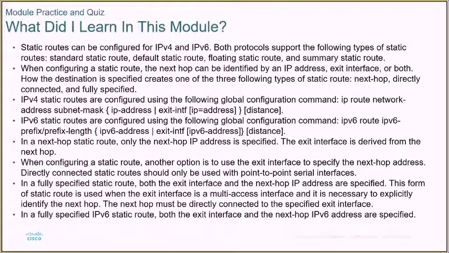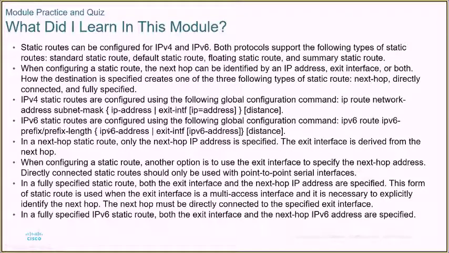But anyway, when configuring a static route, the next hop can be identified by an IP address, an exit interface, or both. How the destination is specified creates one of the three following types of static routes. So next hop, directly connected or fully specified. IPv4 static routes are configured using the following global configuration command. IP route, then the destination network, then the subnet mask, and then the forwarding information, be that exit interface, IP address, or both. You can optionally put the administrative distance on the end.